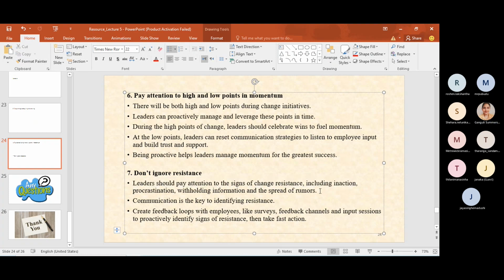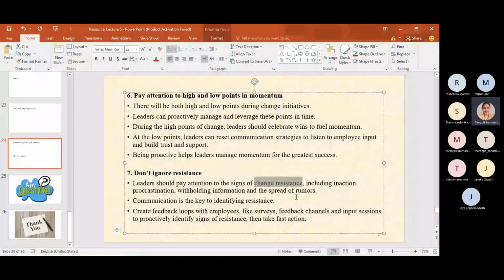We discussed a few minutes ago that once you implement a change in the company, most of the time there will be a group of people who back out, right? This backing out is called change resistance. Change resistance means when you are resistant towards a change.